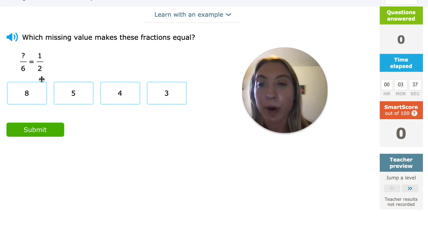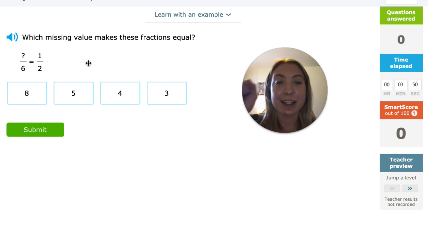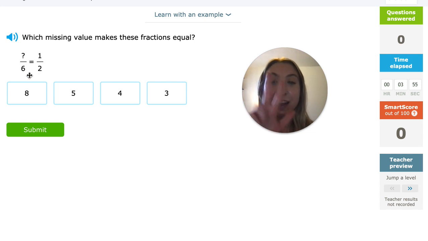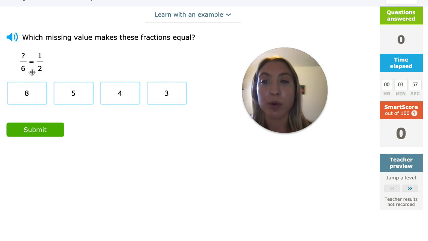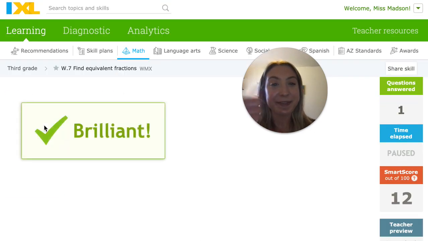So here I have 1/2 and they gave us the denominator of 6. So since we're moving to a bigger number, we're going to be multiplying. So 2 times what gets us to 6? We can double check by skip counting by 2's and see when we get to 6. 2, 4, 6. So we know 2 times 3 equals 6. So since we multiplied the bottom number by 3, now we have to do it to the top. So we want to multiply 1 times 3, which gives us 3. So 3/6 equals 1/2. And we got it.